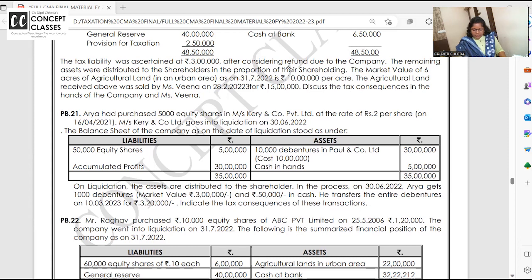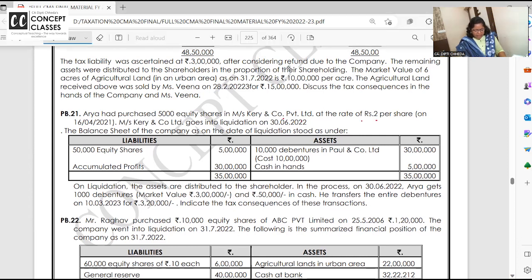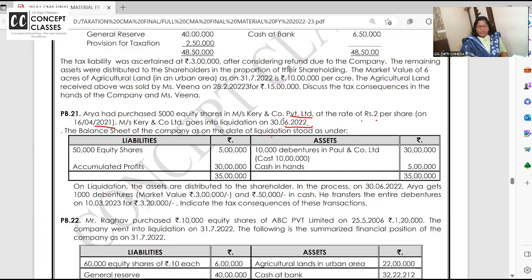Arya has purchased 5,000 equity shares at the rate of 2 per share from the company, and the company is going into liquidation. Balance sheet of the company is given. When did you buy the shares? April 21, and it's a private company. And June 22, it goes into liquidation. So holding period is less than 2 years. Unlisted shares, private company shares, if holding period exceeds 2 years, then it is long term. Otherwise, short term.